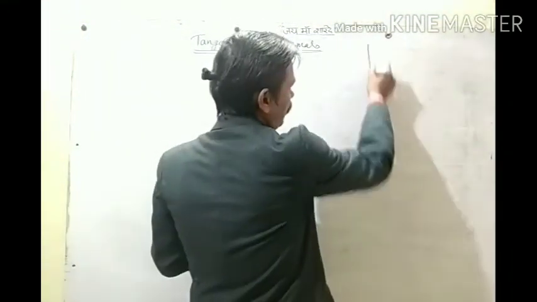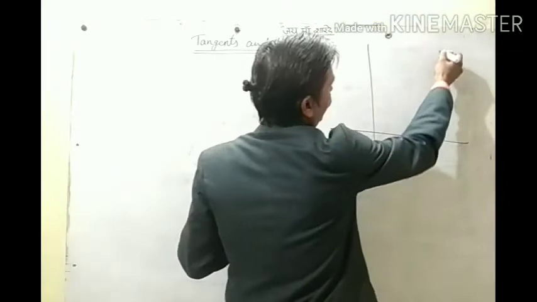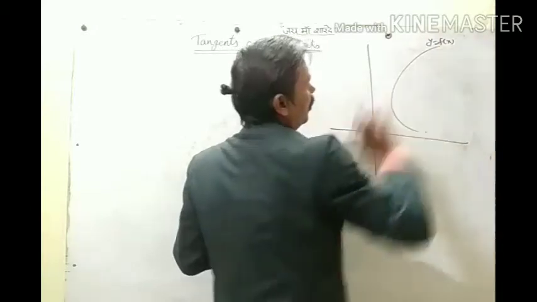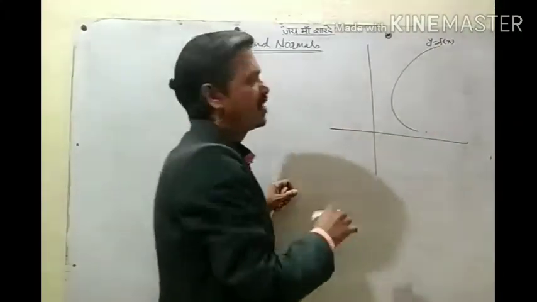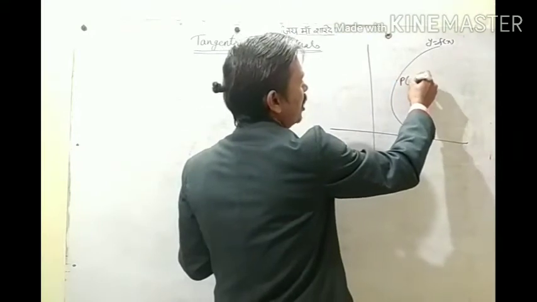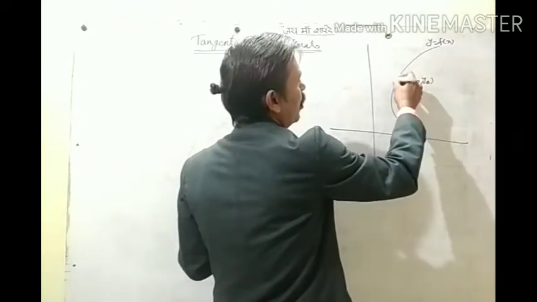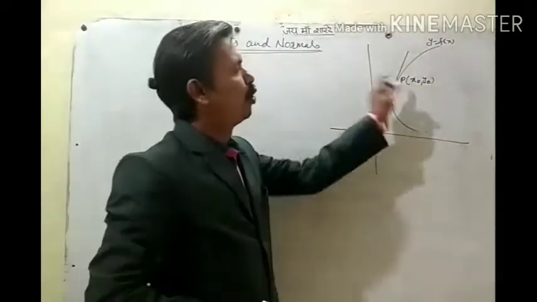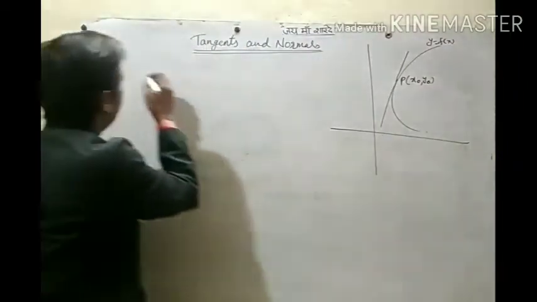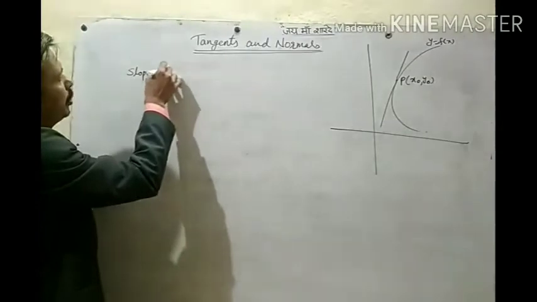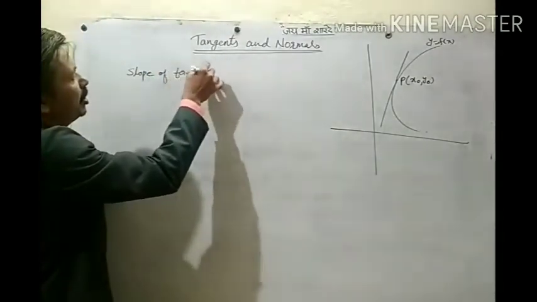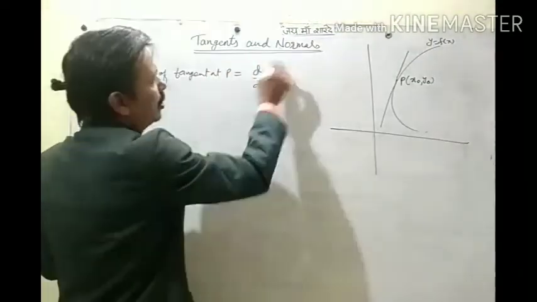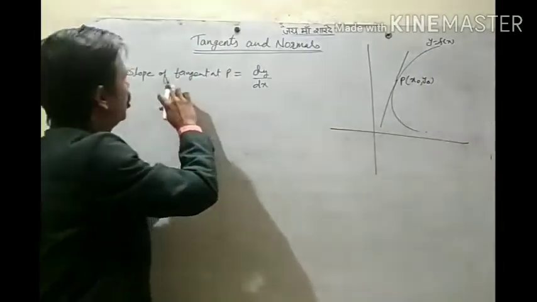We know that slope of tangent of any curve. Suppose one curve is given, y equal to f of x. We want to find slope of its tangent at point, say P, which is x naught, y naught. This is one tangent of this curve at point P. So its slope we want to find, and we know that slope of any tangent is derivative of that function at that point.